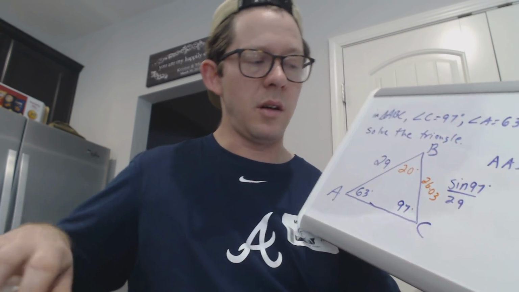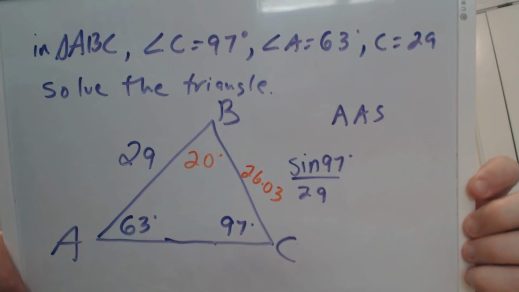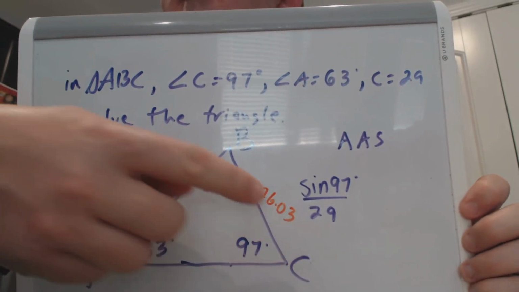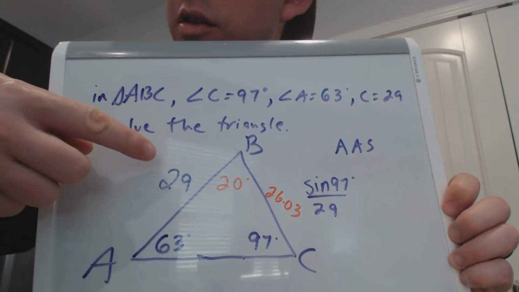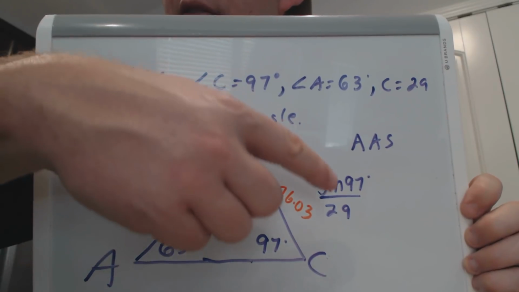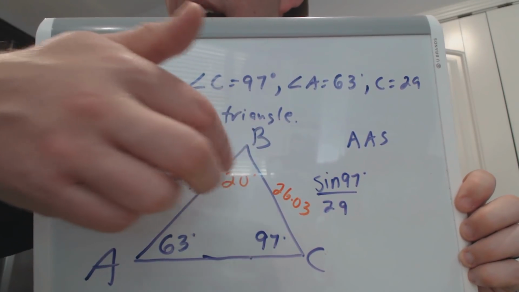I'm not lazy, I'm efficient. So here's what I'm going to do, okay? See how I had that sine of 97 over 29, right? I'm going to keep that for the whole problem because that's a proportion I can count on.